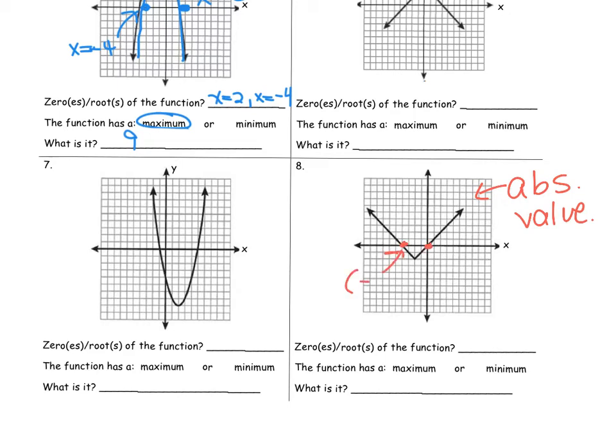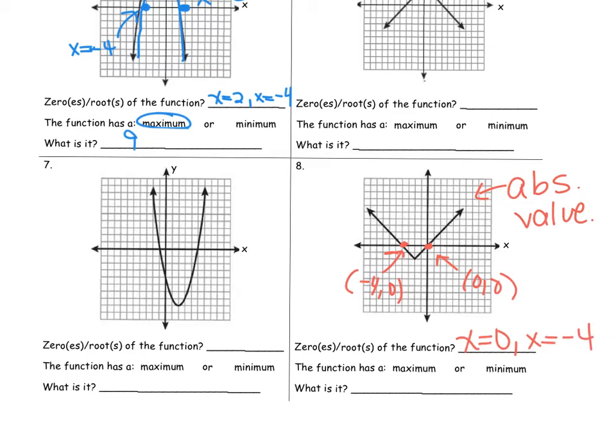So that's the point negative, let's see, what is that? Negative 4, 0. And then this is the point 0, 0. So my roots or zeros are when x equals 0 and x equals negative 4.